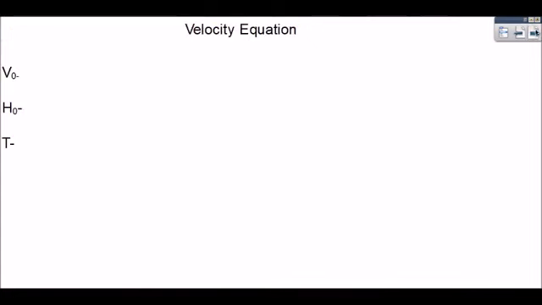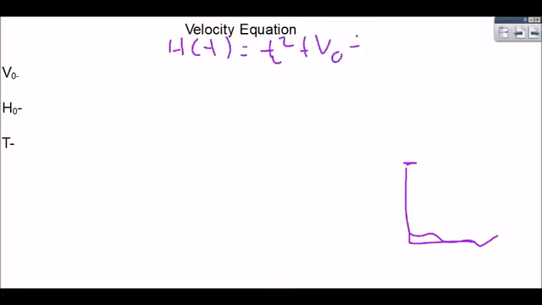Our next question is, we have a person who's going to jump off a diving board into some water. And we want to know how fast they're going and where they are. So our velocity equation is v sub 0. That means our velocity, or how fast we're going initially. When we first jump off this diving board, how fast are we going when we get off that diving board?